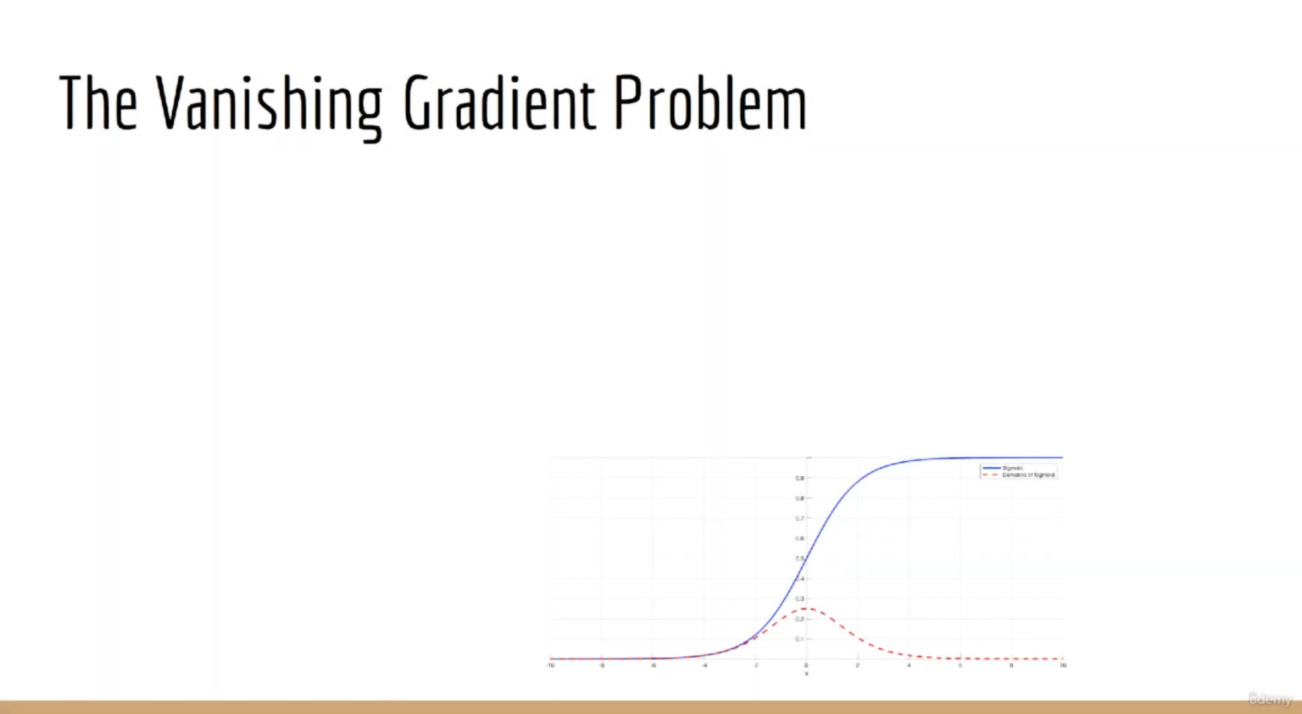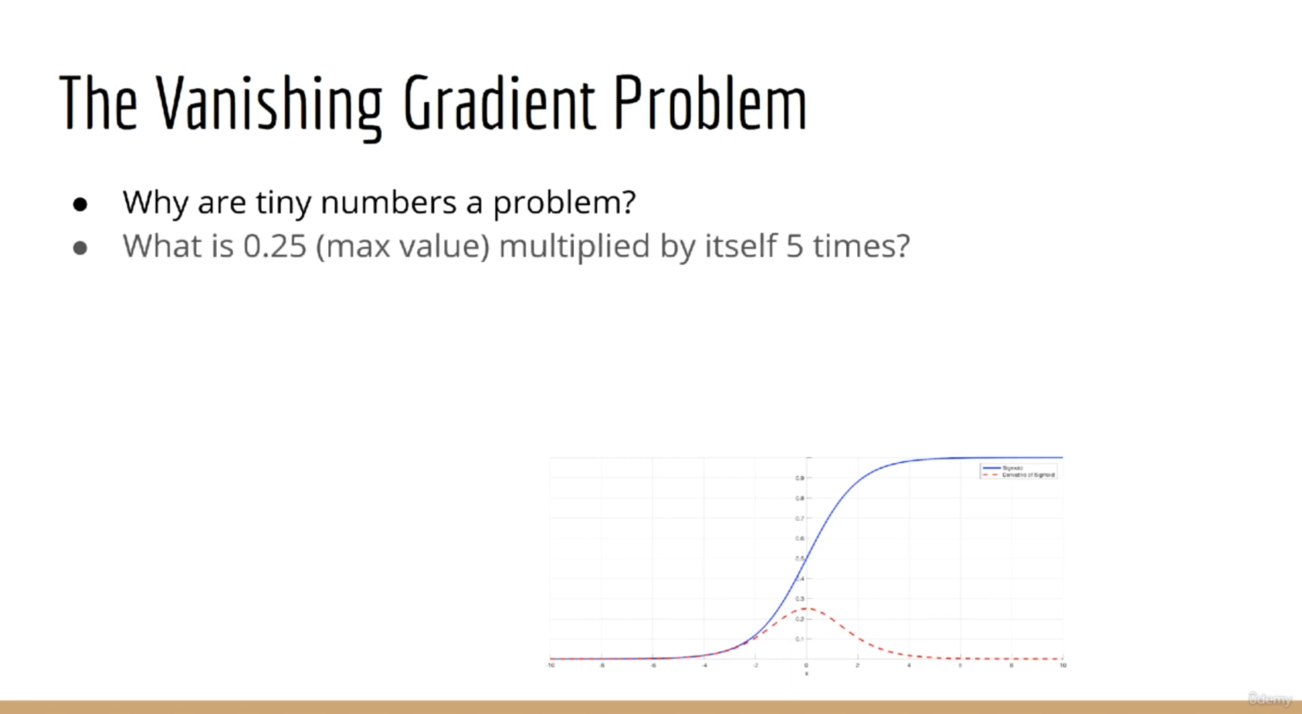Okay, so why is that a problem? Well, what happens when you multiply numbers that are very small? The answer is, you get an even smaller number. Let's say you multiply 0.25, the maximum possible value, 5 times. The result is 0.25 to the power 5, which is approximately 0.001.